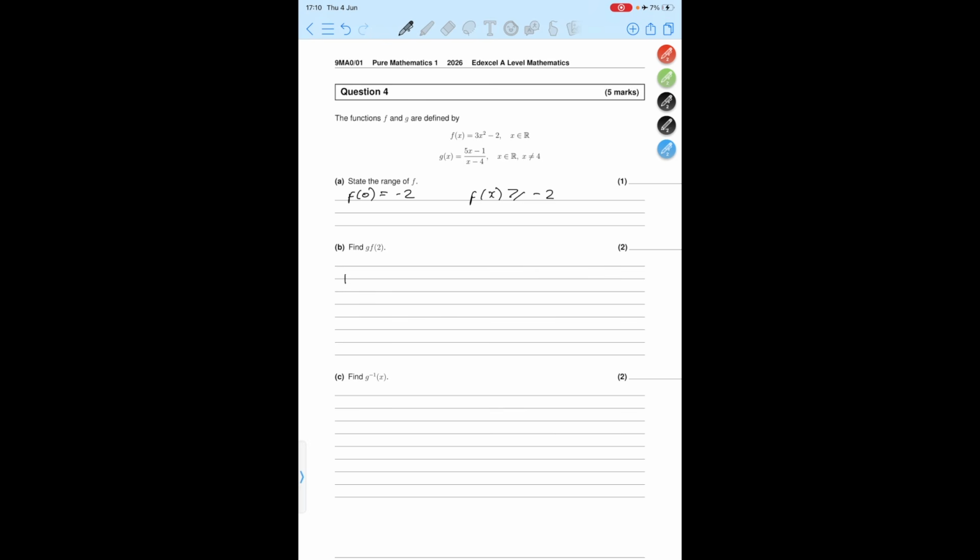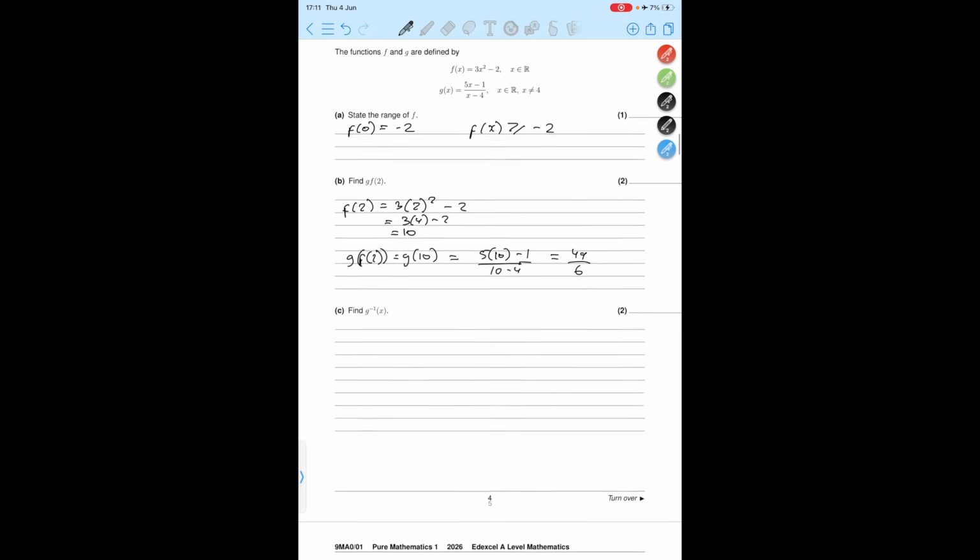We're first just going to find f of 2. So that's 3 times 2 squared minus 2, which is 3 times 4 minus 2, which equals 10. Now we have to find g of f of 2, which is simply g of 10. And that is (5 times 10 minus 1) over (10 minus 4), which equals 49 over 6.